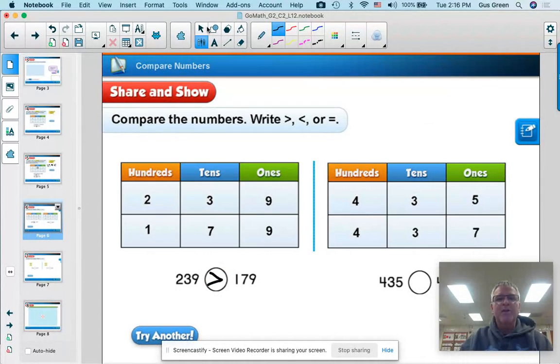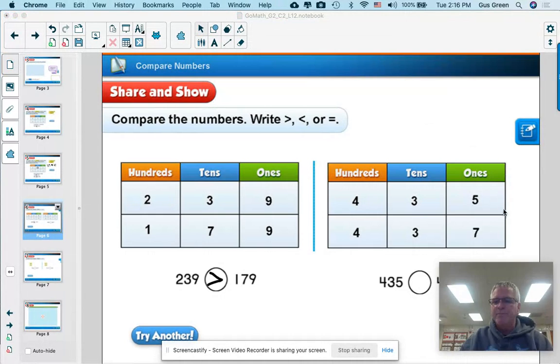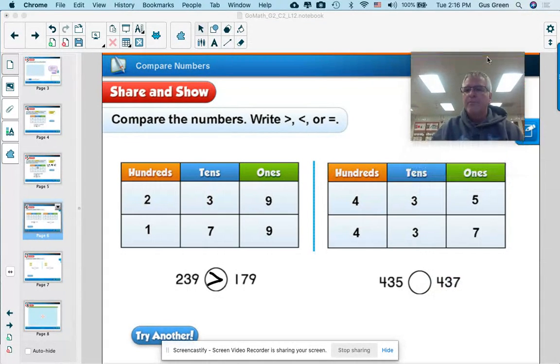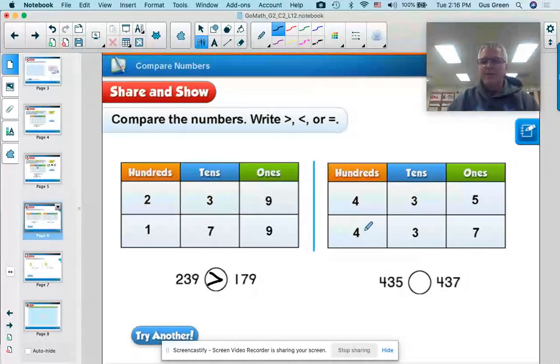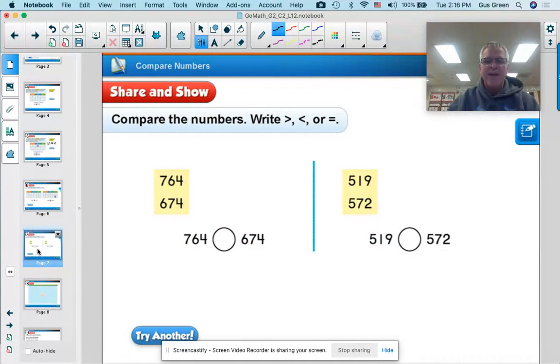Let me get my picture out of the way real quick so we can see the other problem. Let's compare 435 with 437. So start in the hundreds. Oh, they're tied. So look in the tens. Whoop, they're tied. So look in the ones. And 7 is greater than 5. So 435 is less than 437. And it's just that easy.